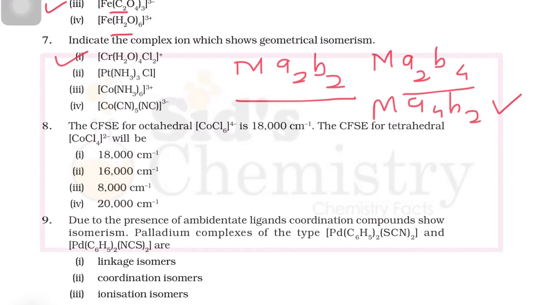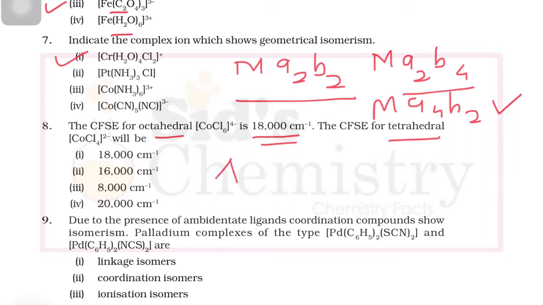Now going to question number 8. It is a very important question. The CFSE for the octahedral CoCl6 4- is given as 18,000 centimeter inverse. The CFSE for the tetrahedral CoCl4 2- will be what? So we have to locate the energy first of all. The full form of CFSE is crystal field stabilization energy. We have to also look at the tetrahedral and octahedral values.